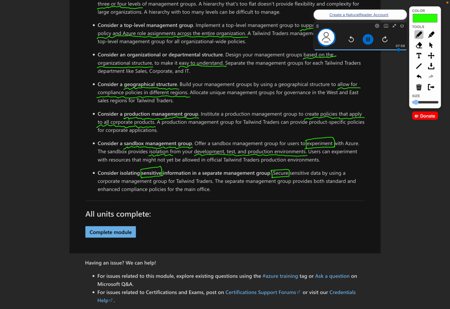So sensitive information can also be a good candidate for being isolated in a separate management group. And this is of course to secure that sensitive data. And obviously for such management groups, stricter policies would be applied and created. All right, let's continue with the next unit.